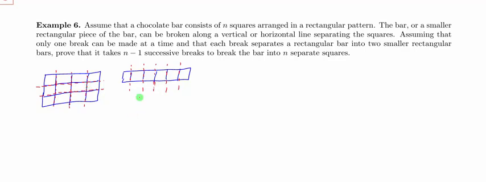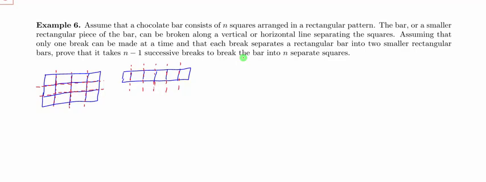So if you count up the breaks, irrespective of how you decide to break your bar, there may be a lot of options. If you have just a long bar, there aren't quite as many, but irrespective of how you perform those breaks, it's always going to take you n-1 breaks to get that bar into n separate squares. So let's go through, and we're going to prove this by induction, and we'll use strong induction.